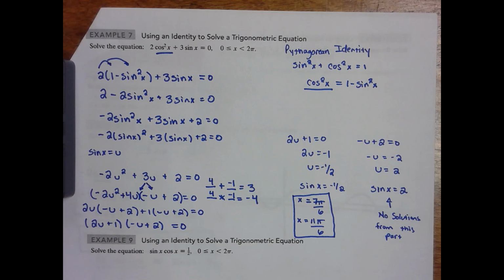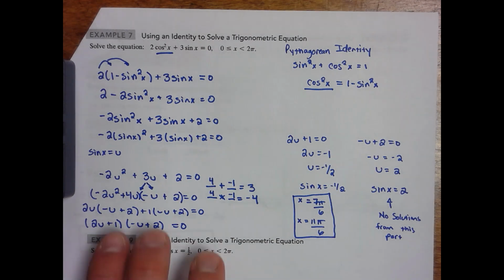One thing that I maybe would have done as well is, once I get here, I might have divided everything by -1, for the main reason of getting that a value to be positive. It's still factorable with it being negative. It's just one more thing we have to keep track of to get the same values.